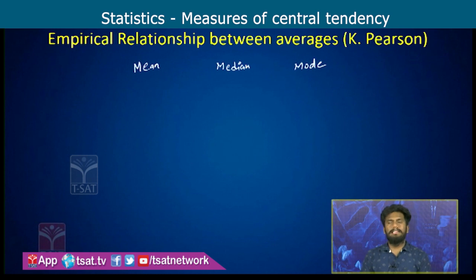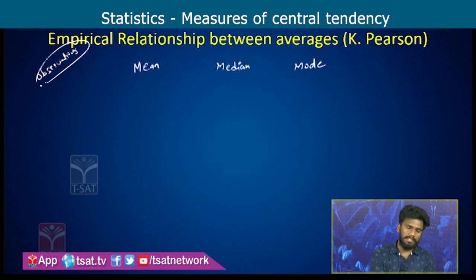So there is a relation between the mean, median and mode for a data set. So we have some observations. For this set of observations, if we find the mean, median, mode, there is a relationship between these three entities.